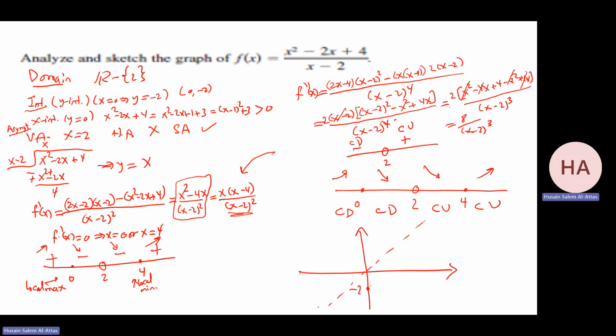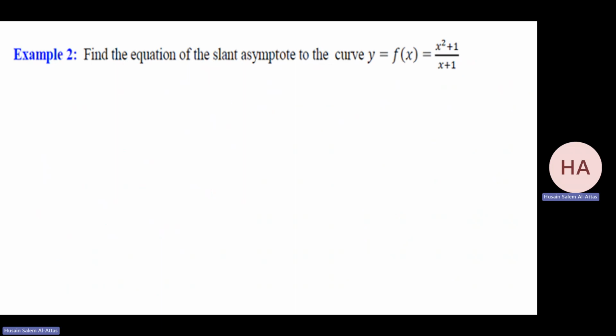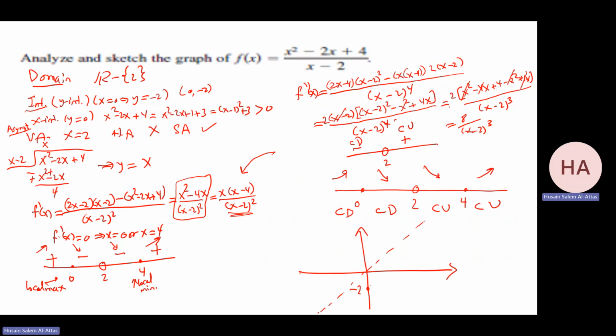Y equals x is a slant asymptote. Okay. What else? Now it comes from minus infinity to 0. From minus infinity to 0, the function is increasing and concave down. Okay, take a value to be sure.